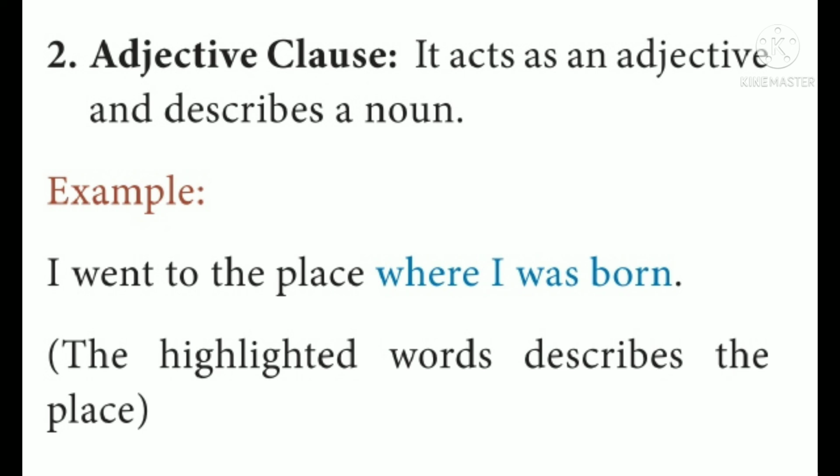The third one is the adjective clause. Already we have seen that adjective means a describing word. So here it acts as an adjective and describes a noun. See the example: I went to the place where I was born. Here the highlighted words, "where I was born," describe the place. So it is an adjective clause.